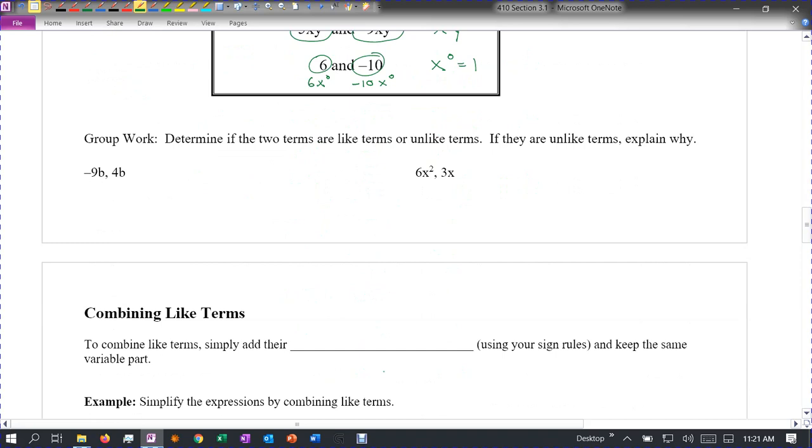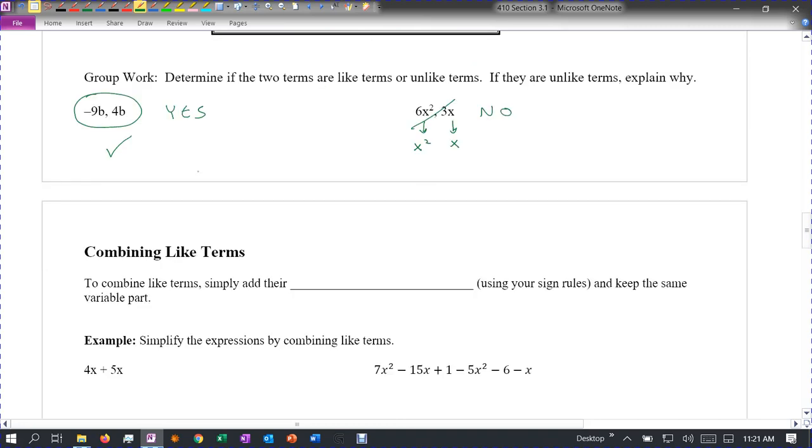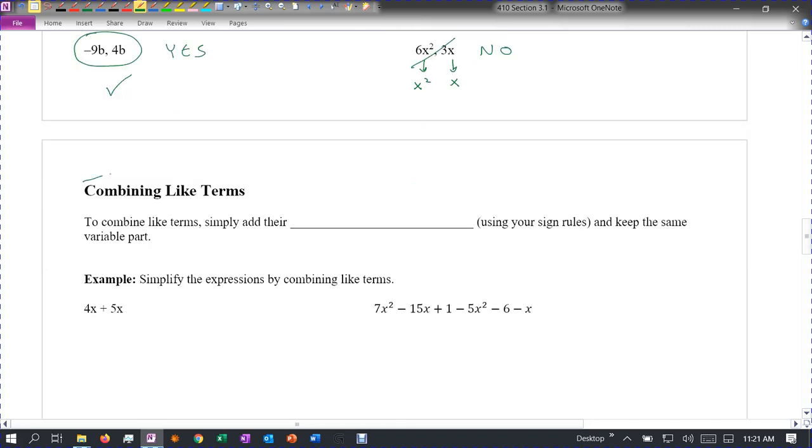So let's see, are these like terms? These first two here. Well, they both have b, right? So yes. Are these like terms? Well, this one has x squared, and this one has x, and even though it's the same variable, they're not raised to the same power. So we would say here, no, these are not like terms. This one was, and that one wasn't. So let's say we have two like terms. We can now learn how to combine them together.